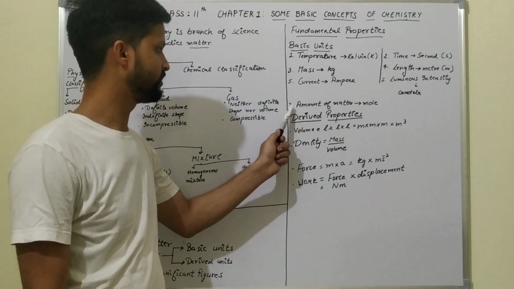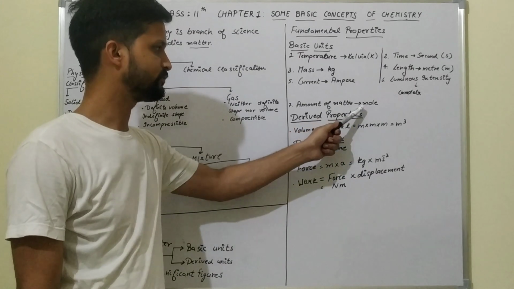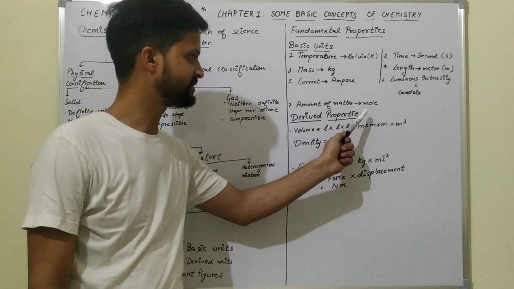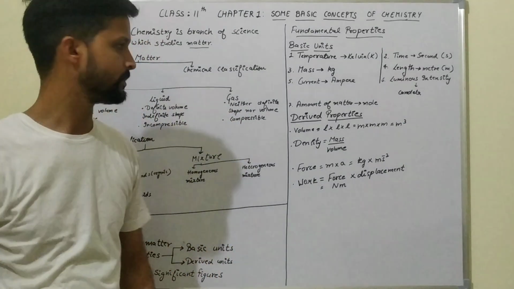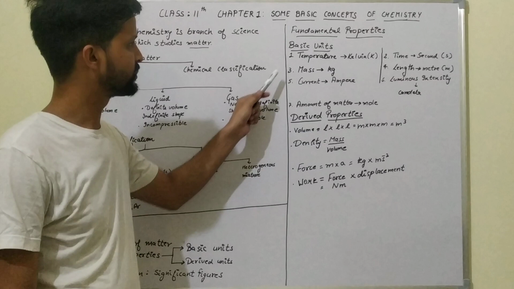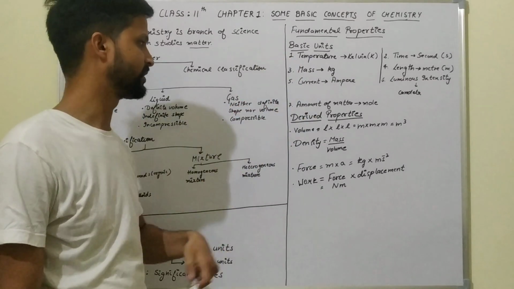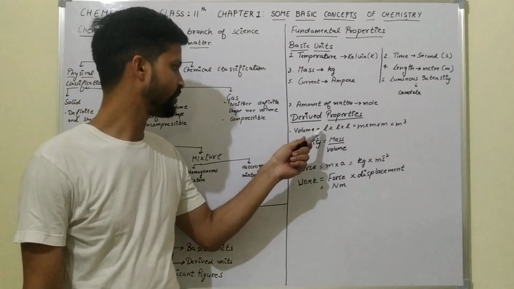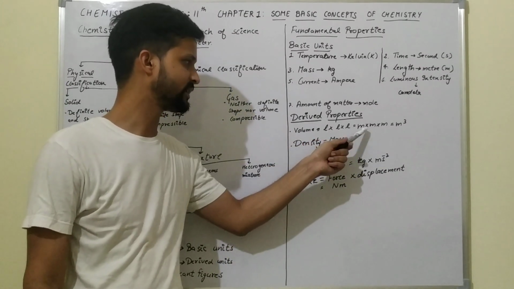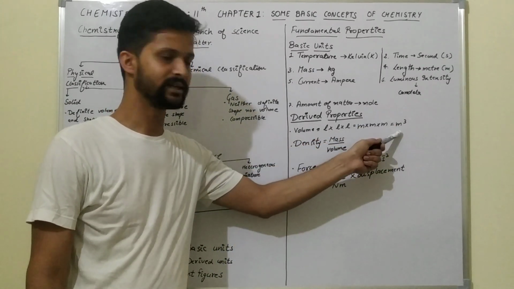Next, the seventh is amount of matter, that is mole. In this chapter we will study the mole, what is the meaning of mole, and how it is used. Then we have the derived properties. Derived properties are those which are derived from the basic units, like volume. What is the formula of volume? Length into length into length. The length unit is meter, so its unit is meter cube.